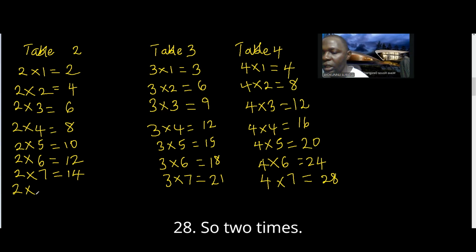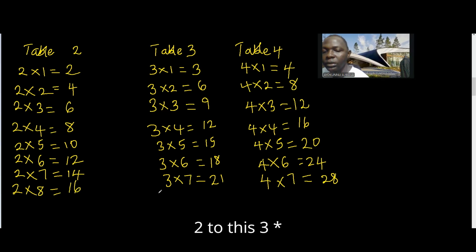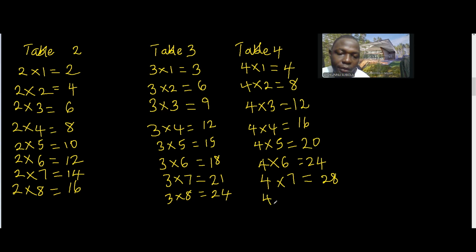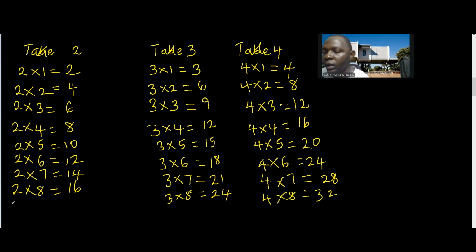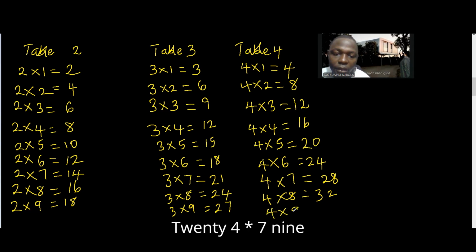So 2 times 8, that's next, add 2 to this. 3 times 8, 24. Then 4 times 8, 32. 2 times 9, 18. 3 times 9, 27. And 4 times 9, 36.